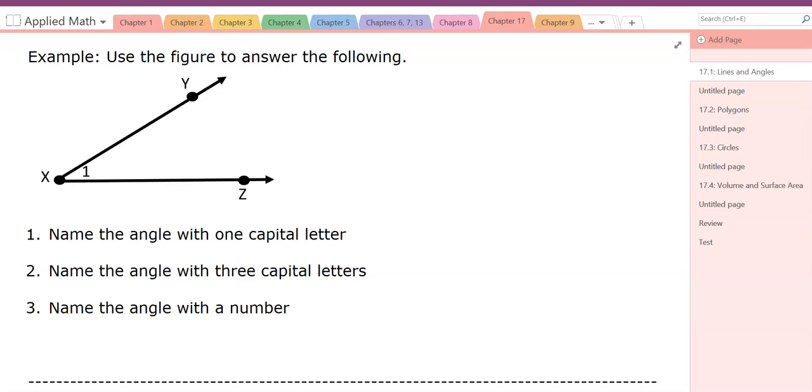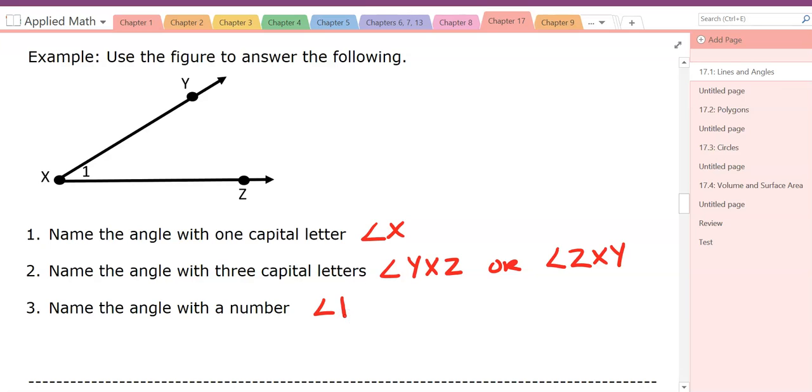Okay, how would we name it with 1 capital letter? Good, angle X. How about 3 capital letters? Or what's the other way? Good. How about naming it with a number? Good, 1. Angle 1.